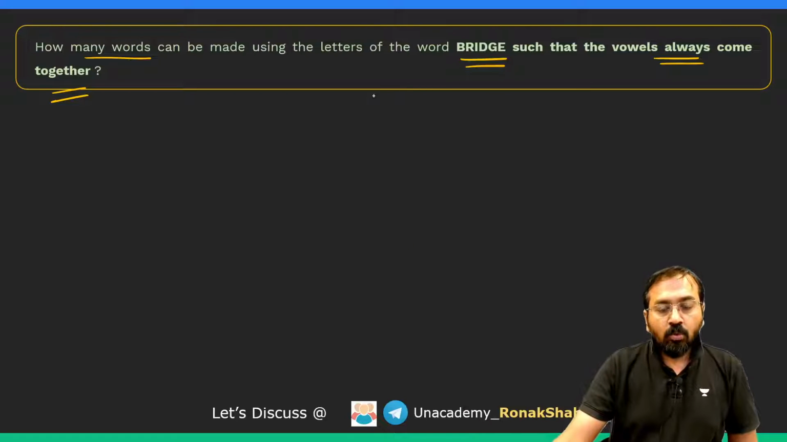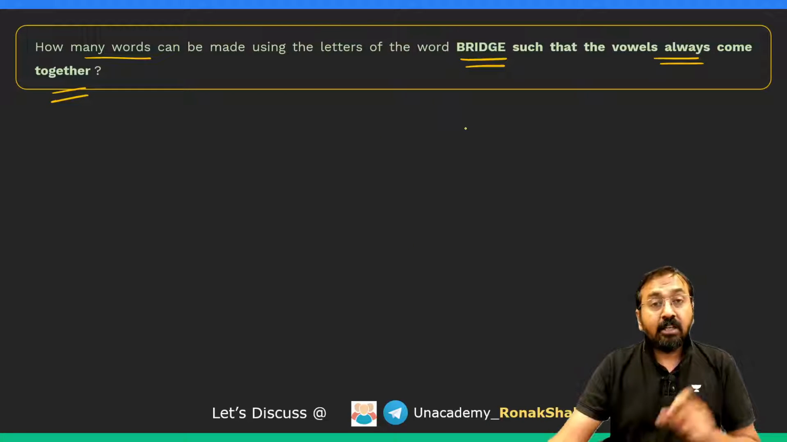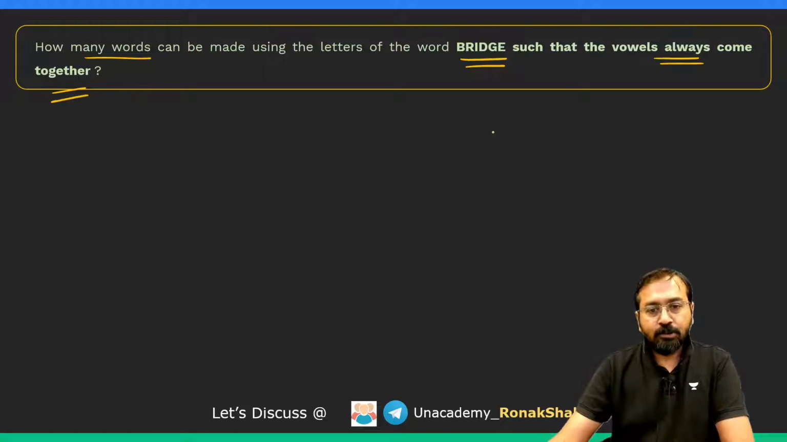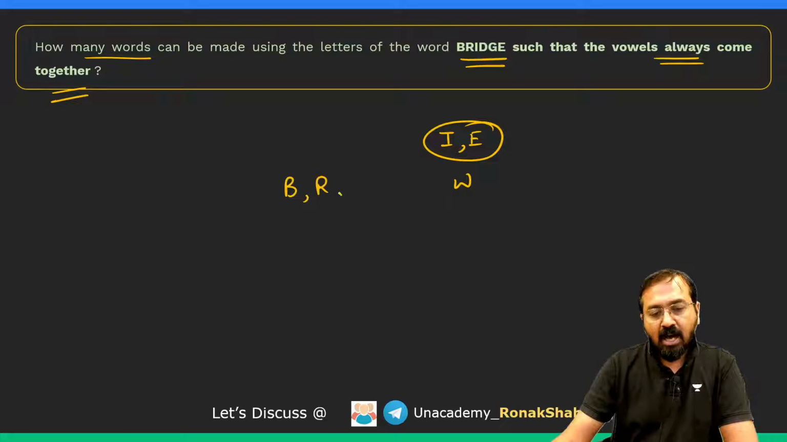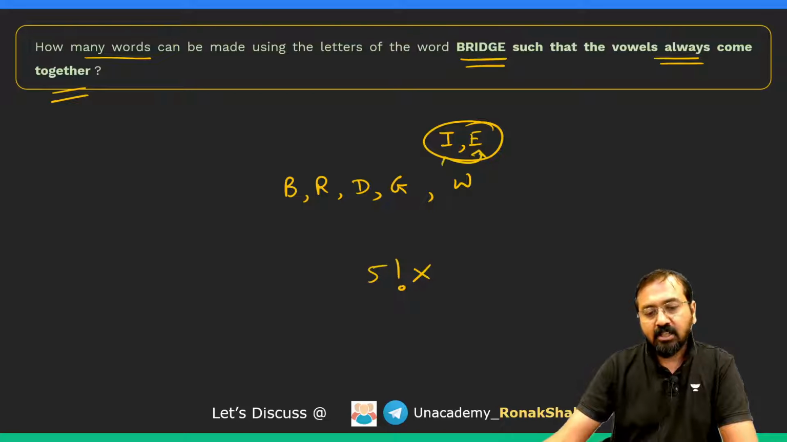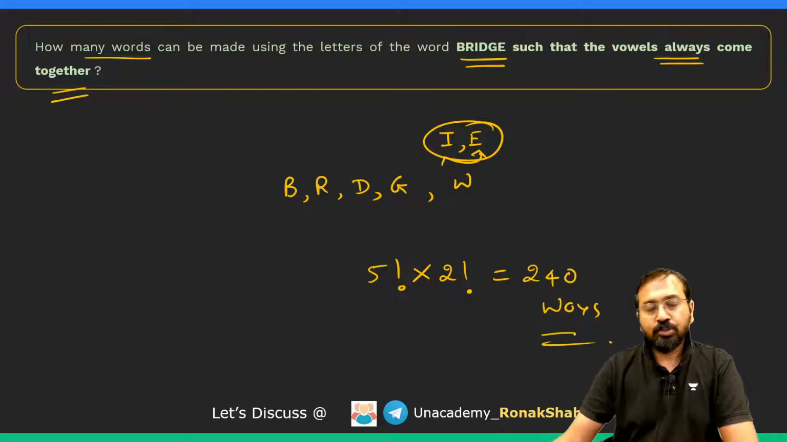Right, so what we'll do in such a scenario is club the letters that we want to keep together. I want to keep the vowels I and E together, so I'll consider them as one letter, W, and along with that I need to arrange the letters B, R, D and G. So we need to arrange these 5 letters now. It can be done in 5 factorial ways, but these 2 letters can internally be arranged in 2 factorial ways. So the total number of ways will be 5 factorial into 2 factorial, that is 240 ways. I really hope you have understood this question.